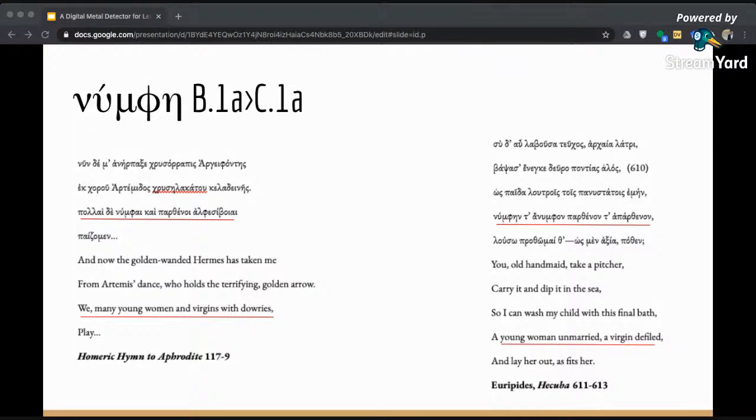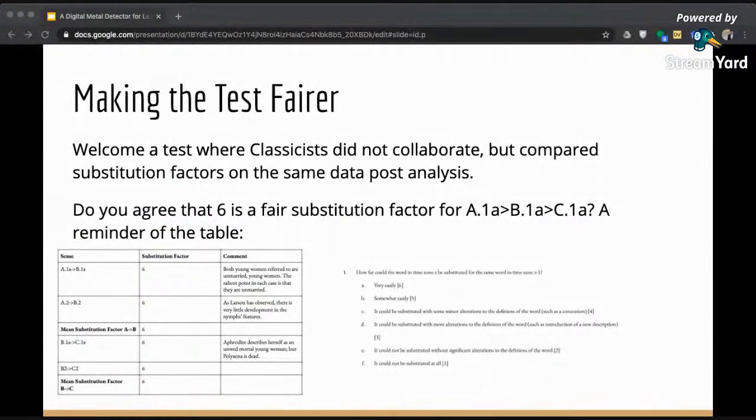It may, of course, also allude, possibly, to a sense of bride as well, the idea that she didn't manage to be a bride. There may be some kind of tragic allusion there. Nonetheless, it seems to be saliently the same sense of the word, an unmarried young woman. So we would give it a substitution factor of 6.